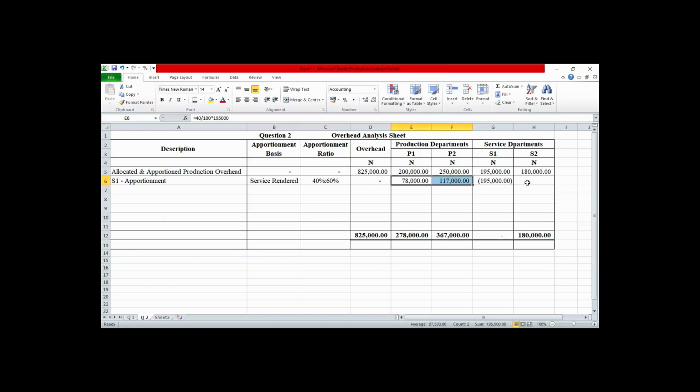Any question? Nothing is allocated here. Why is it that nothing is allocated to S2? Is it because it didn't render service to S2? Okay. Is that clear? All right, okay, sir.